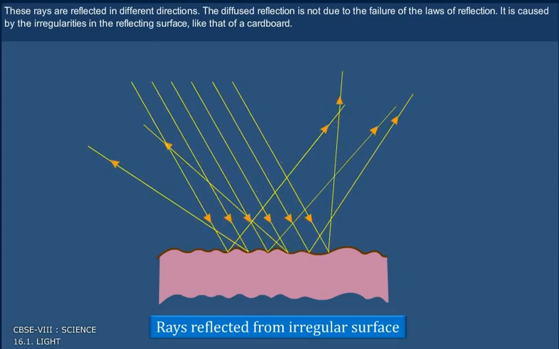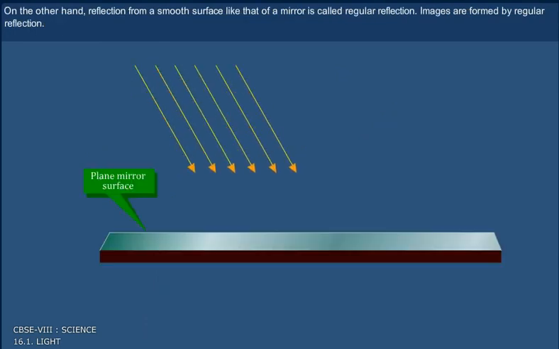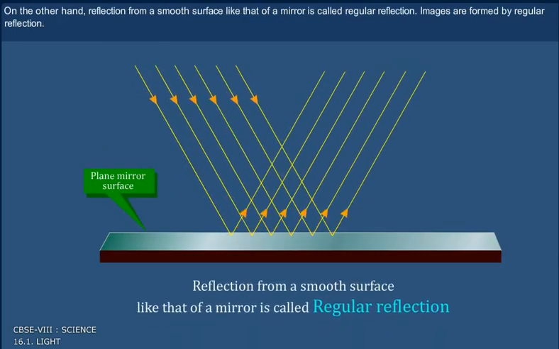The diffused reflection is not due to the failure of the laws of reflection. It is caused by the irregularities in the reflecting surface like that of a cardboard. On the other hand, reflection from a smooth surface like that of a mirror is called regular reflection. Images are formed by regular reflection.